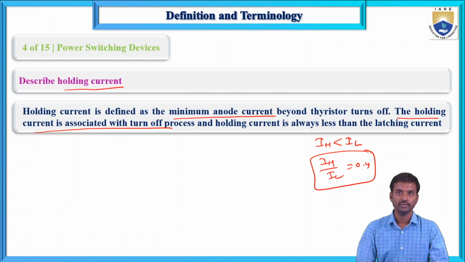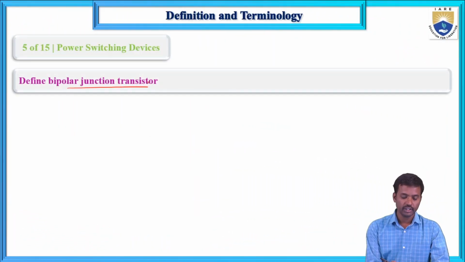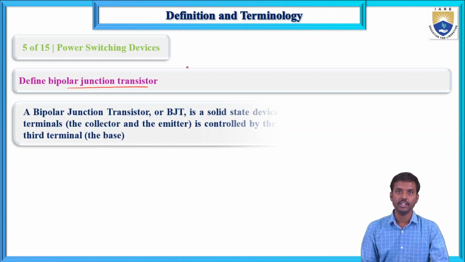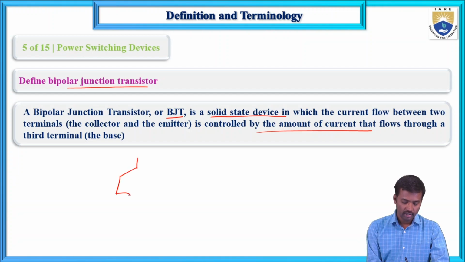Next, the bipolar junction transistor, that means BJT. It is a solid state device in which current flows between two terminals, collector and emitter, and is controlled by the amount of current that flows through the third terminal, that is the base. So this is the emitter, base, collector.